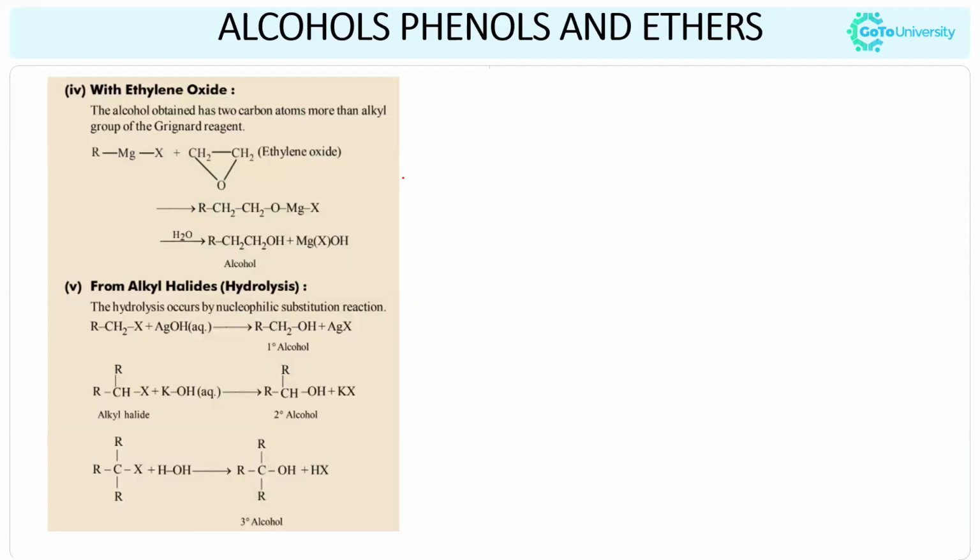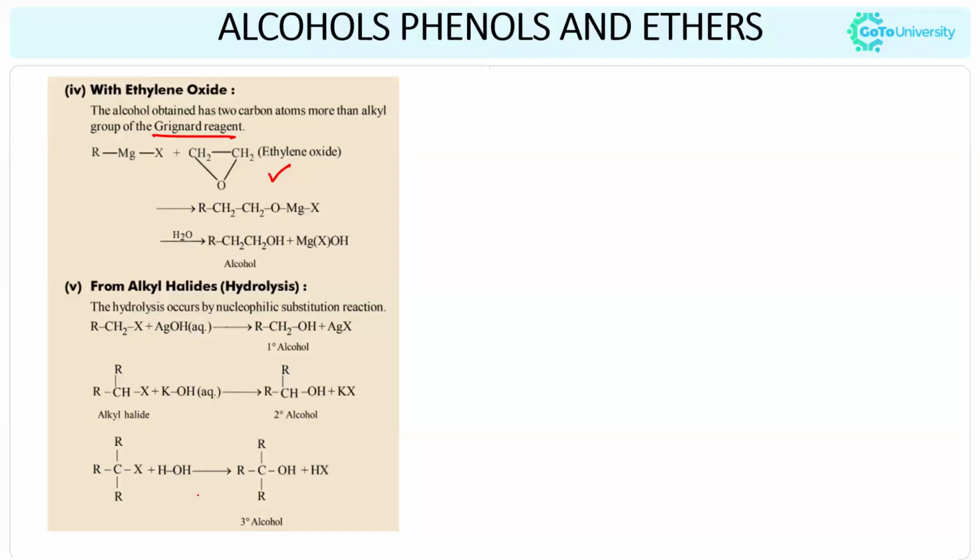Now with ethylene oxide. Ethylene oxide means CH2-CH2-O, a cyclic compound. Ethylene oxide is a cyclic compound. So if you want to prepare an alcohol from the cyclic ethylene oxide, we have to use the Grignard reagent. That is important. Okay, because in many of these methods we have used Grignard reagents, right? So the Grignard reagent is the important reactant for all those preparations.